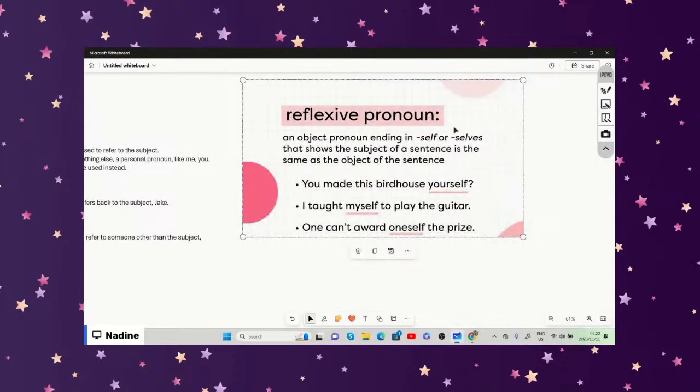And a reflexive pronoun, right? It's an object pronoun. It's basically a pronoun ending in self or selves that shows the subject of a sentence is the same as the object of the sentence. So if you are making mention of yourself, that is when we say ourselves, myself, herself, itself, because it's something for you, you as a subject. But as soon as it is something for someone else or for something else, then we use a personal pronoun.